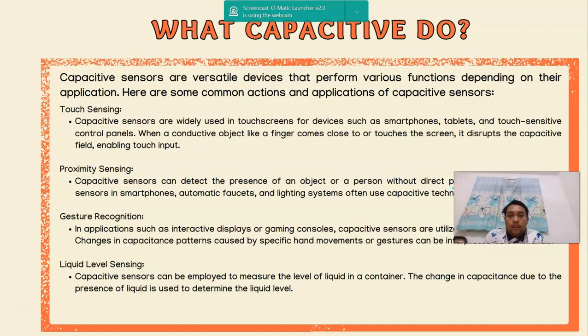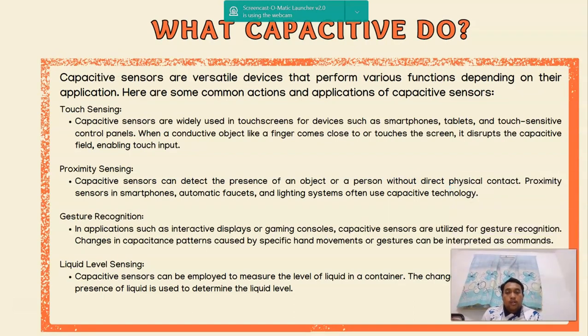Okay, for what a capacitive sensor does, capacitive sensors are versatile devices that perform various functions depending on their application. Here are some common actions and applications for the capacitive sensor. First is touch sensing. Capacitive sensors are widely used in touchscreens for devices such as smartphones, tablets, and touch sensitive control panels. When a conductive object like a finger comes close to the touchscreen, it disrupts the capacitive field, enabling touch input.